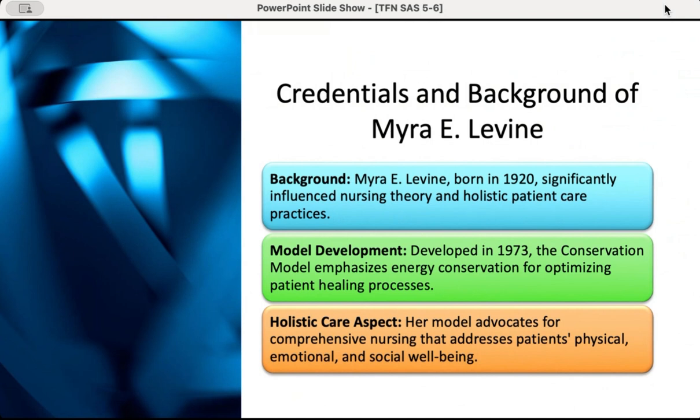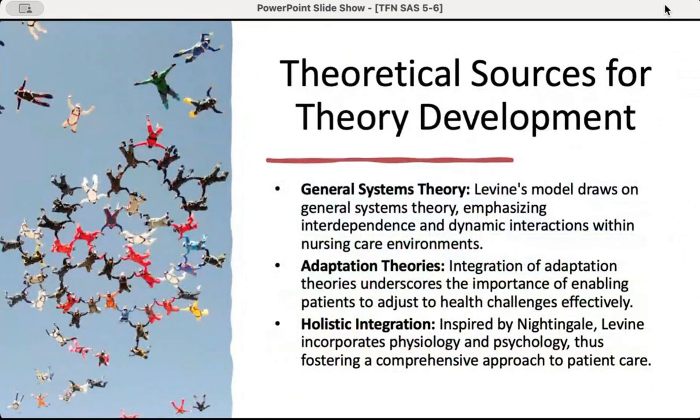She significantly influenced nursing theory and holistic patient care practices, and developed in 1973 the conservation model, which emphasizes energy conservation for optimizing the patient's health and healing process. At the same time, her model advocates for comprehensive nursing that addresses patients' physical, emotional, and social being.